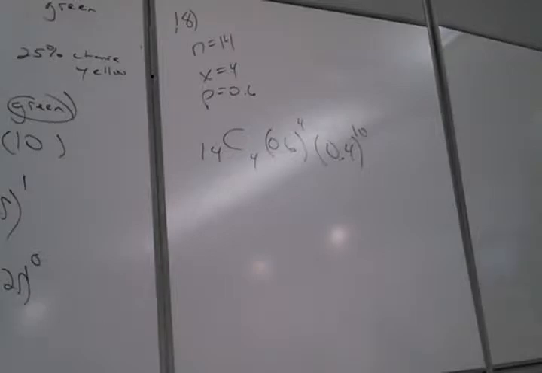That would be how many ways I can choose 4 people, and I count, if I pick them in a different order, I count all those different orders. So that would always be a bigger number than the C one. So we only need the 3, the choose. 14 choose 4 times 0.6 to the 4th times 0.4 to the 10th.